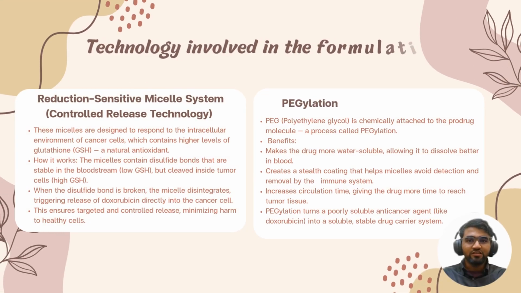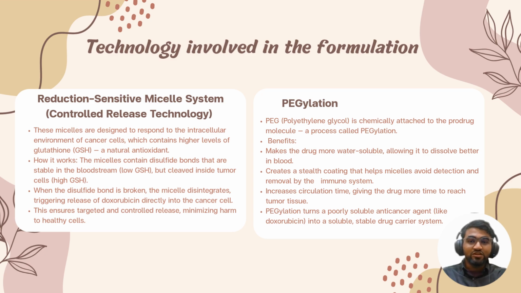Next, I'll be presenting the technology involved in the formulation. First is the reduction-sensitive micelle system. These micelles are designed to respond to cancer cells with an abundance of glutathione, as they have disulfide bonds which stay stable in the bloodstream but cleave in the presence of glutathione. This causes release of doxorubicin directly in cancer cells, minimizing harm to healthy cells.